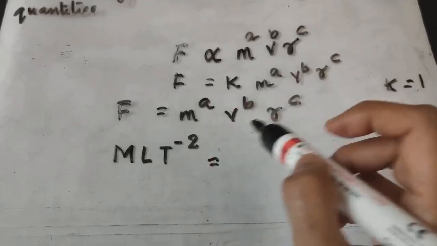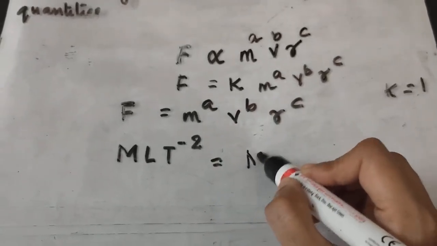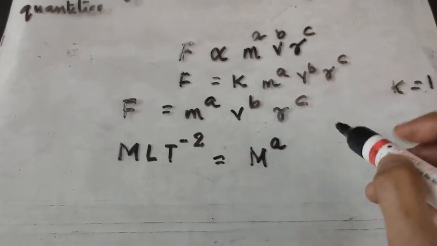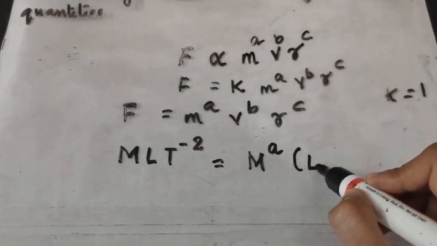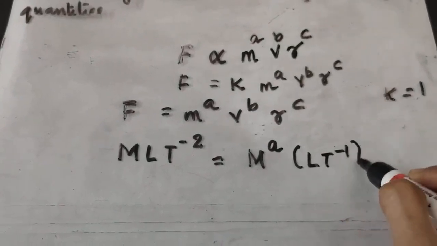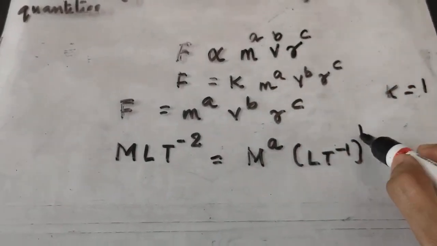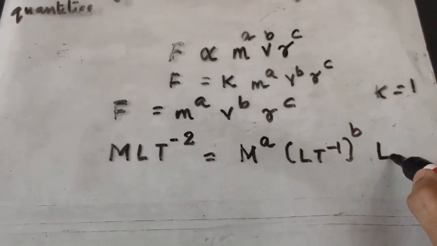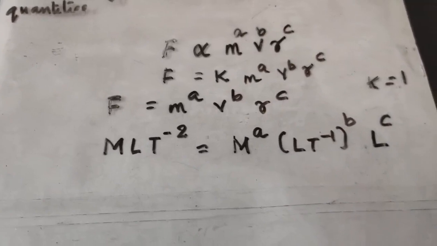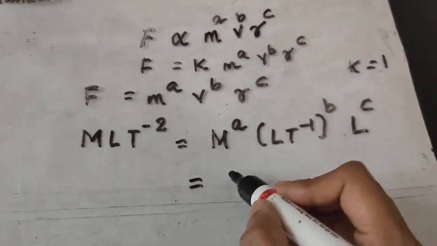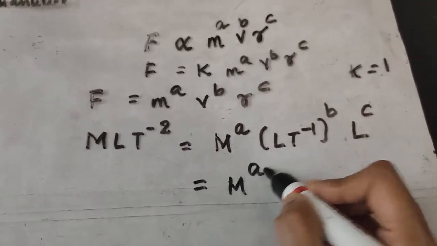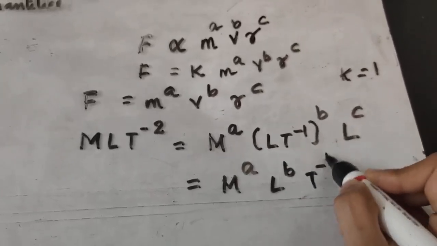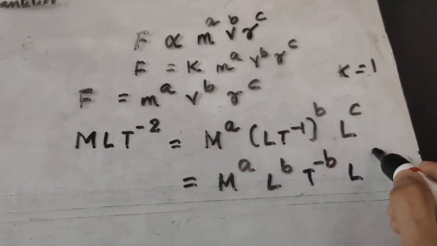What is the dimension of M? Capital M, with power A. Then V is velocity. Its dimension is L T raised to minus 1, whole raised to B. Then R is radius, so its dimension is L raised to C. Then this equation can be written as M raised to A, L raised to B, T raised to minus B, into L raised to C.